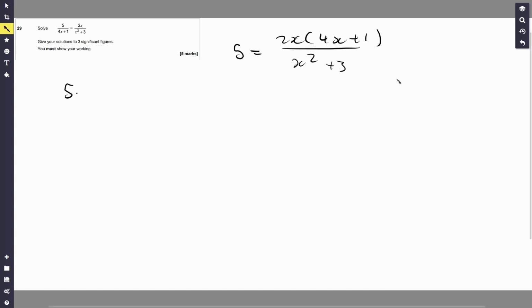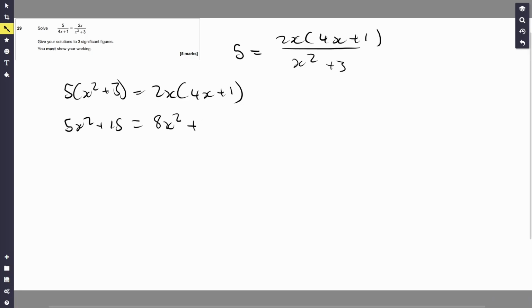So that'll leave us with 5x squared plus 3 is equal to 2x times 4x plus 1. Right, and now I'm going to expand the brackets here. So that means that 5x squared plus 15, just expanding the brackets, timesing everything in the bracket by this front number, is equal to 8x squared, 2 times 4 and x times x is 8x squared, plus 2x.